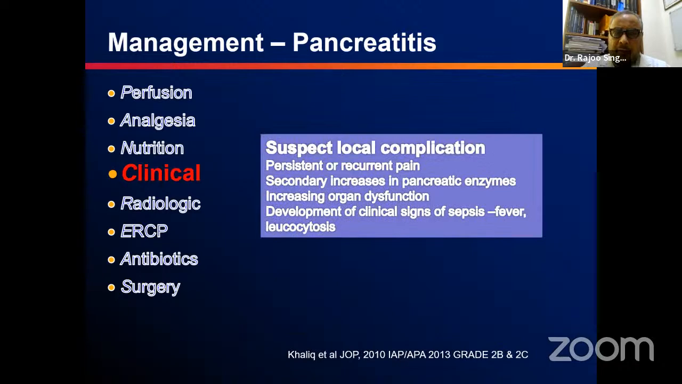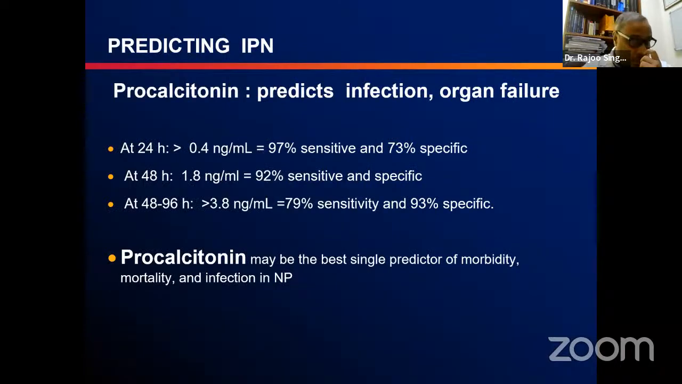Now, an important thing in clinical examination is you must suspect local complications as soon as possible, because the treatment outcome will be worse if the patient has local complications. So we must always look for it. How do you look for local complications? Procalcitonin predicts infection and organ failure. PCT is one of the modalities which helps in predicting the morbidity, mortality, and infection in necrotizing pancreatitis. Procalcitonin levels are widely available, and they should be done in patients with pancreatitis to know what is happening.